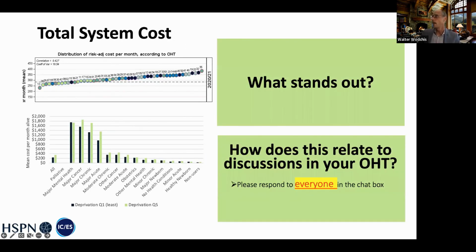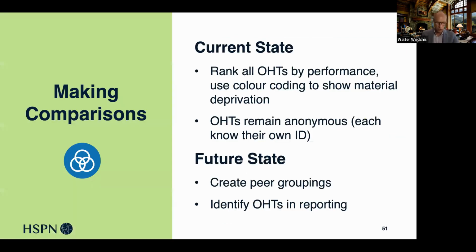Some of those are just data points that you have currently. I'm just going to close off now. We've been ranking the OHTs by performance and using color coding with the OHTs remaining anonymous, flagging again for people. We are aiming to create peer groupings, and I'm going to ask you one more question here today about peer groupings. So a poll coming up next, and we are going to start identifying the OHTs in all of our reporting going forward. So here's the poll.